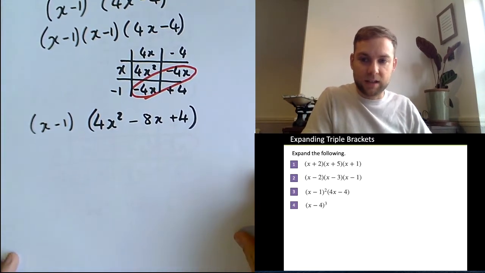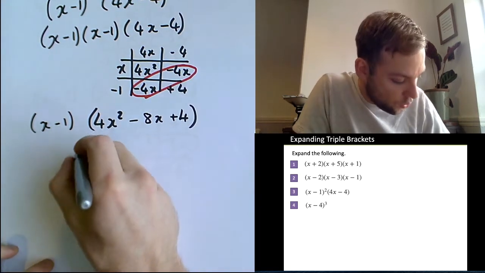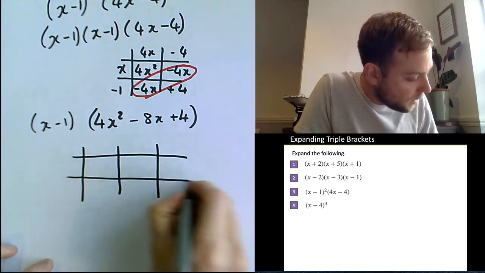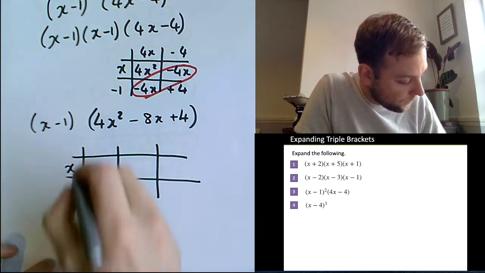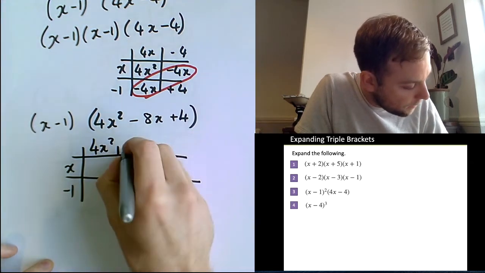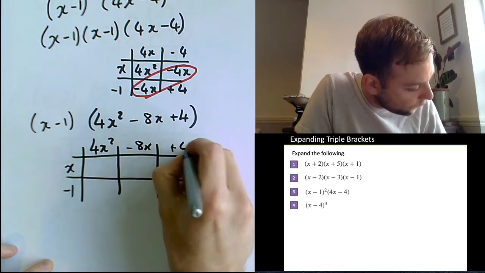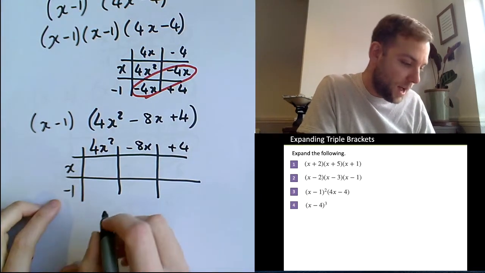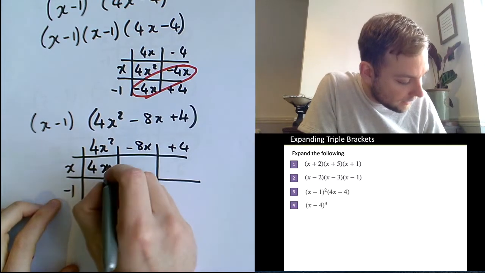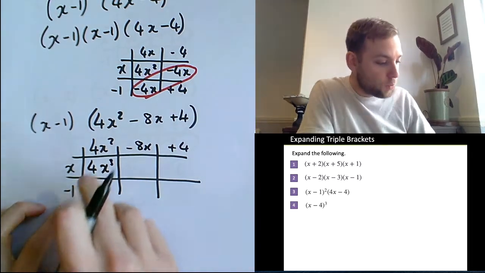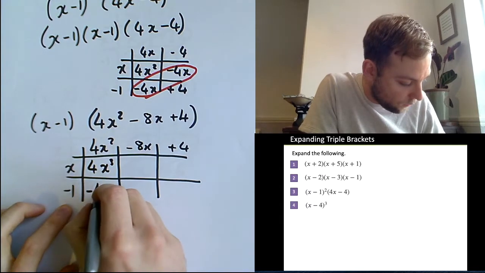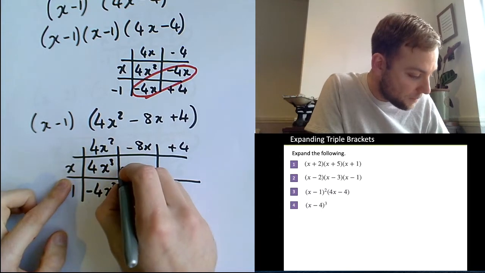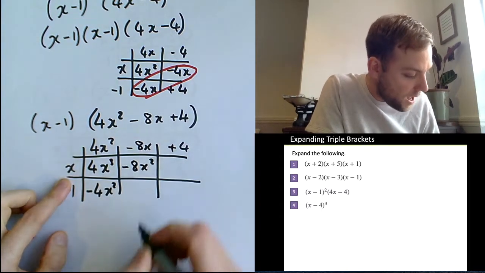So next stage, we need to make sure that we are timesing. This is going to be a 2 by 3. So x minus 1, 4x squared minus 8x plus 4. So x times by 4x squared is equal to 4x cubed. Minus 1 times by 4x squared is minus 4x squared. X times by minus 8x is minus 8x squared.